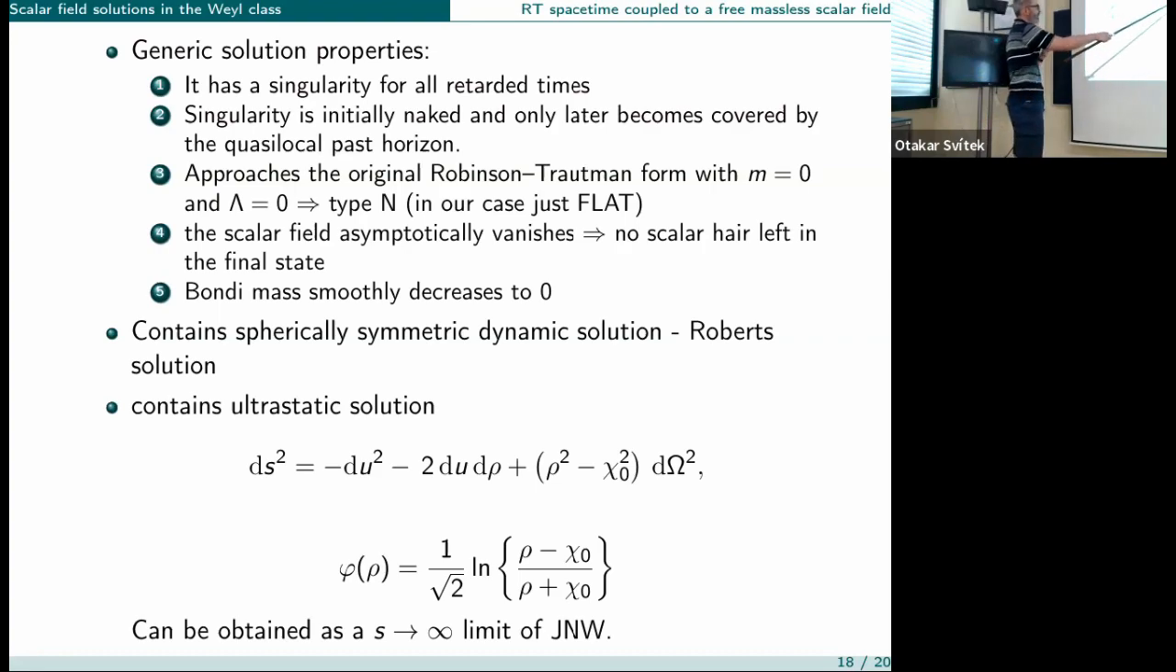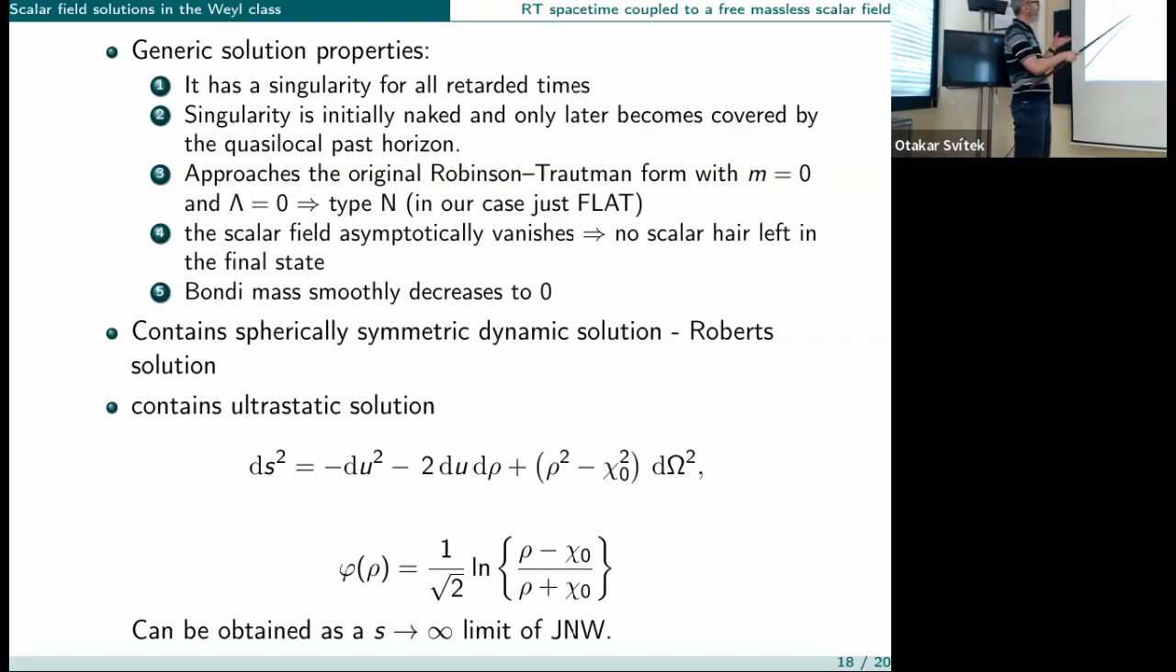So, as I was saying, we end up with flat space. And the scalar field, of course, naturally vanishes, so there is no scalar hair left. And the Bondi mass decreases smoothly to 0. So in terms of the spacetimes that one studies for this collapse of scalar field, this is automatically just the spacetime where the scalar field disperses completely. So in this class, there is no possibility of really forming a black hole out of the scalar field. The scalar field always disperses.